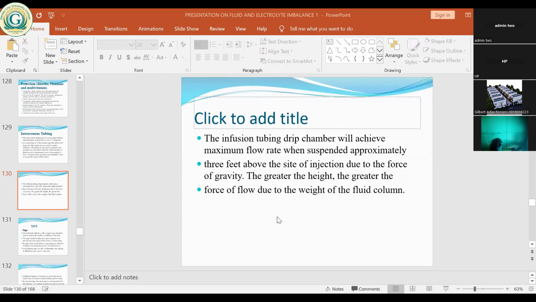If the infusion bag goes higher, the higher it goes, the greater the force of flow. If the infusion bag is lower, the force of flow will be very, very low. So if sometimes you set a line and it's not dripping out, check the height of the infusion bag. If it is too short, it will not flow well. Sometimes at least 3 feet above the site of the cannula is okay. But if you want it to flow very, very well, raise the drip stand. Once you raise the drip stand, the force of gravity will act on it and then increase the flow rate.